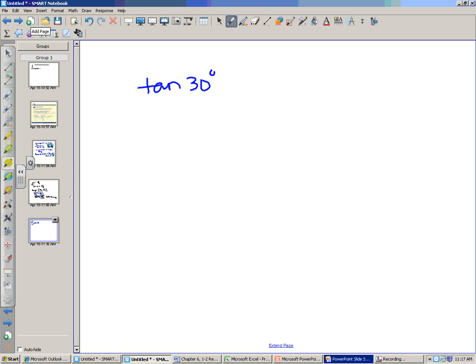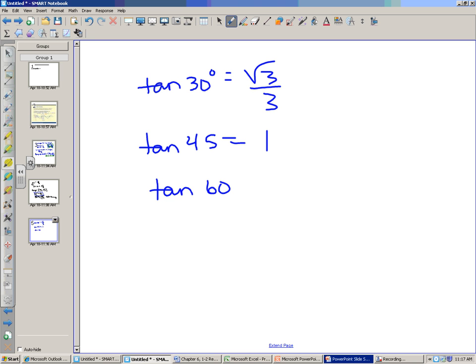Tangent of 30 degrees is equal to the square root of 3 over 3. Tangent of 45 degrees is equal to 1. And then the tangent of 60 degrees is equal to the square root of 3. Put that on there for the people who are not here. You're going to put that on a note card or sticky note and put it right in the middle of your circle. Easy calculations. Do we all get that?